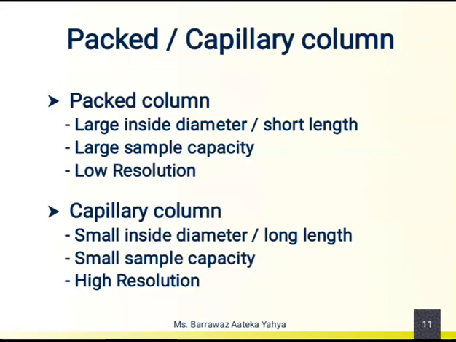Now about the packed column: it has a larger internal diameter with a shorter length. As it has a larger internal diameter, the resolution power of the packed column reduces and it requires a higher sample volume. If we compare with the capillary column, it has a smaller internal diameter and a longer length. As it has a longer length, it has higher HETPs for the sample separation, and hence it has higher resolution power. And as it has the lowest internal diameter, the sample volume required for this is less.